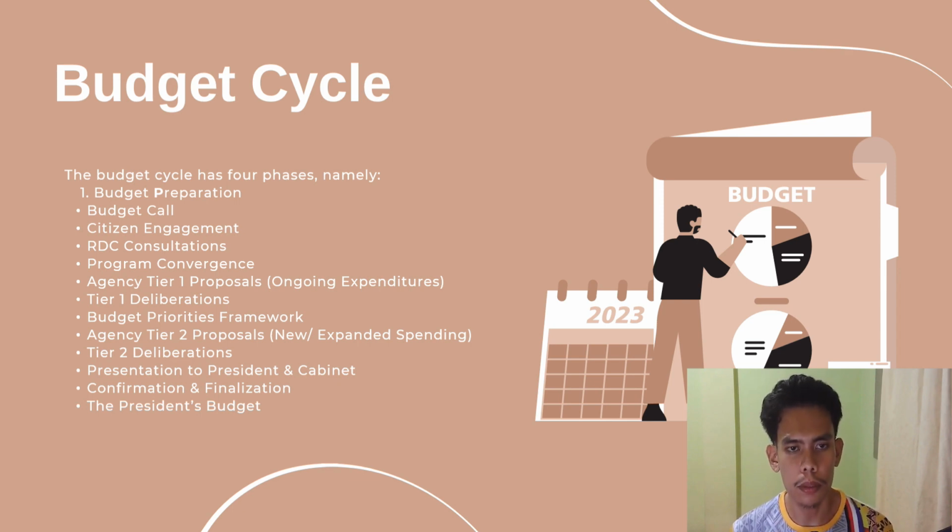So under the budget preparation, we have the following in order: budget calls, citizen engagement, RDC consultations, program convergence, agency Tier 1 proposals or ongoing expenditures, Tier 1 deliberations, budget priorities framework, agency Tier 2 proposals or new or expanded spending, Tier 2 deliberations, presentation to President and Cabinet, confirmation and finalization, and the President's budget.